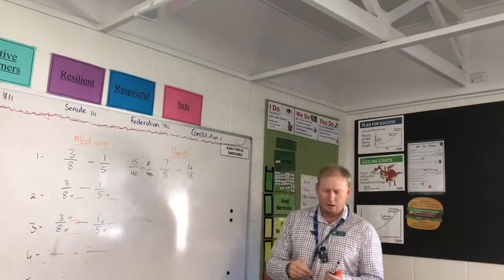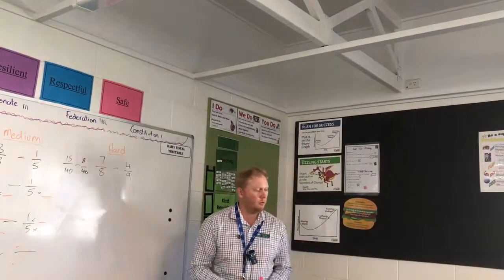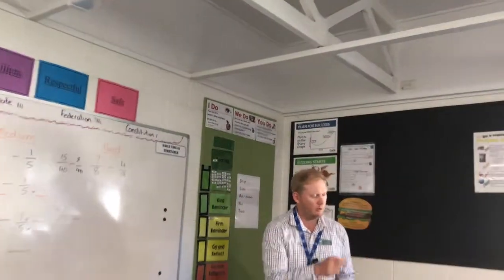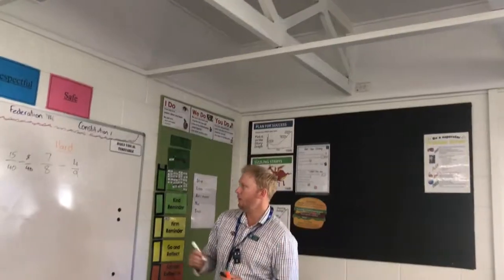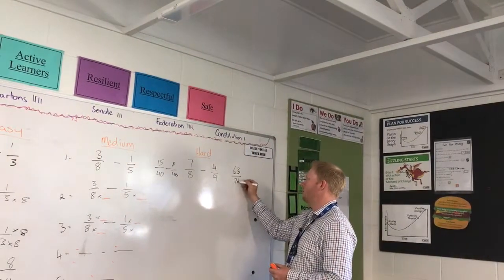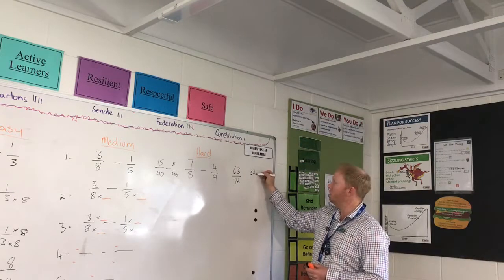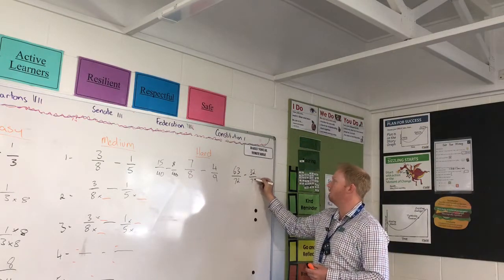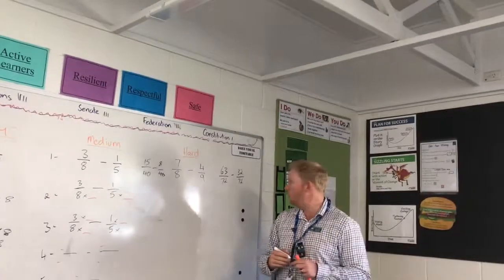What about this one over here? Who did the hard one? Oh, good job extending yourself. Good job trying harder. Sorry for nearly hitting you in the head. Isabella? I got 31 over 72. So you would have had 63 over 72 minus 32 over 72. That would have worked out to be 31 over 72.